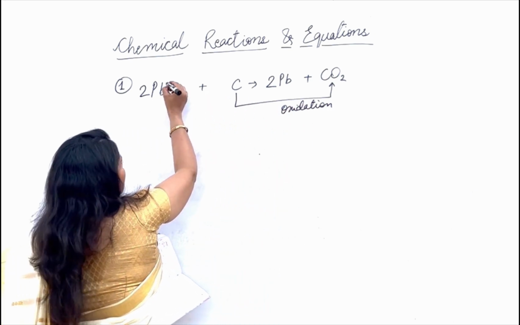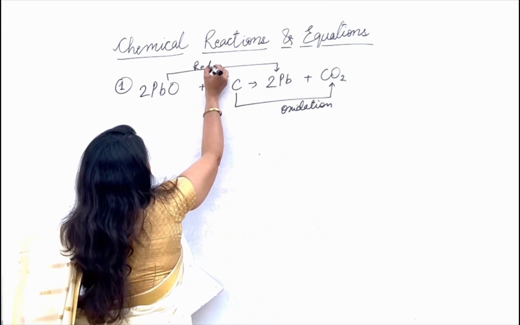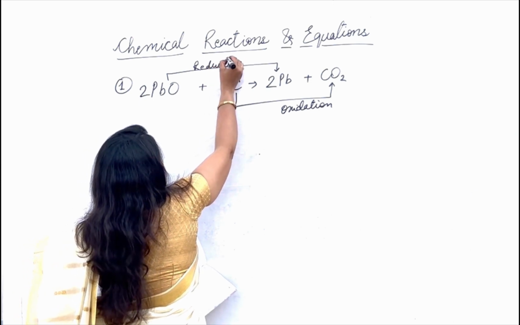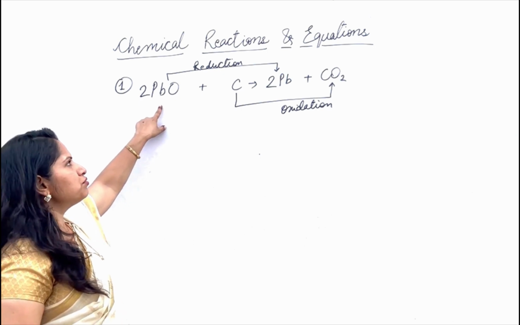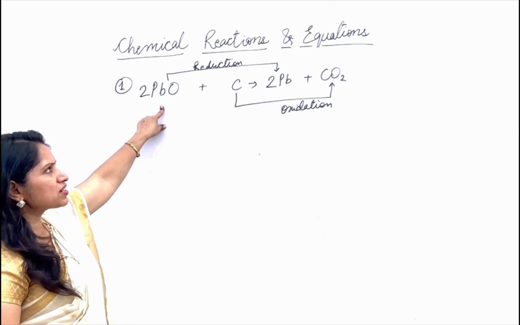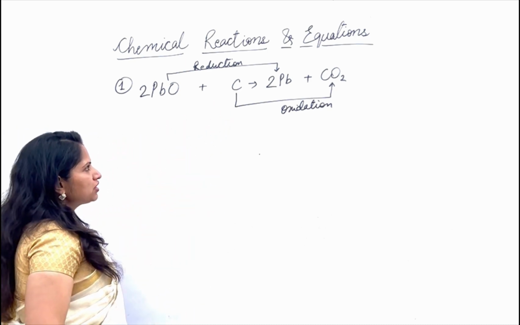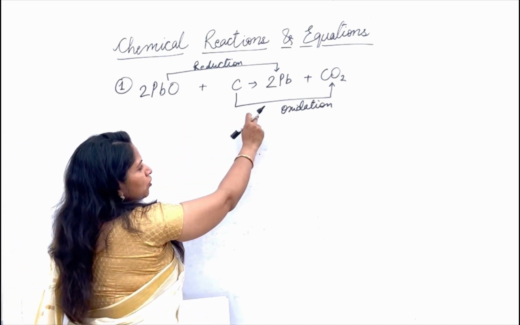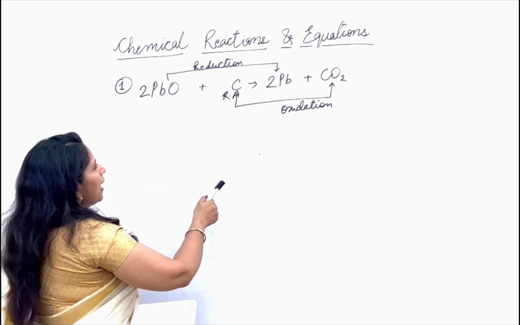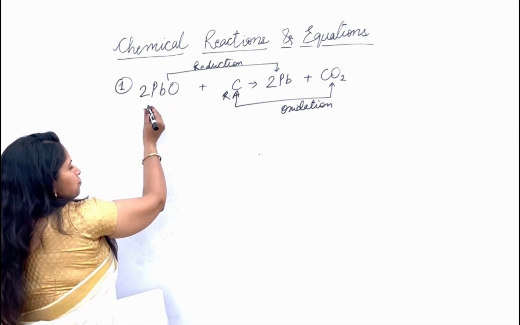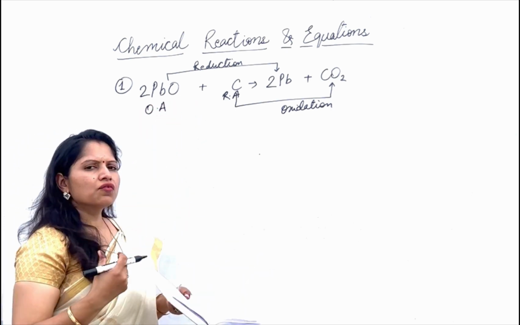Since there is removal of oxygen from lead oxide, there is reduction of lead oxide. So the substance which is getting reduced is lead oxide. The substance which is getting oxidized is carbon. Now oxidizing agent and reducing agent. Since carbon is getting oxidized itself, it is a reducing agent. And since lead oxide is getting reduced itself, it is an oxidizing agent. It's just the work of opposites.